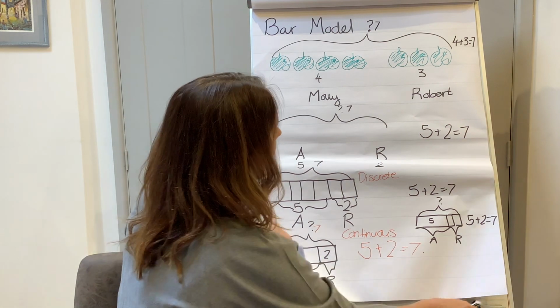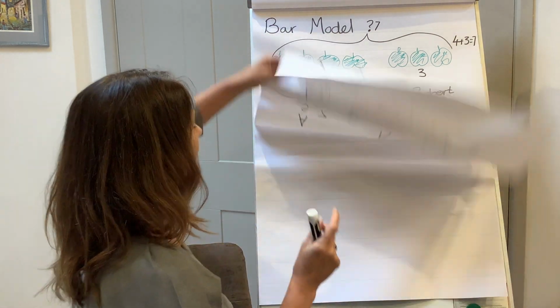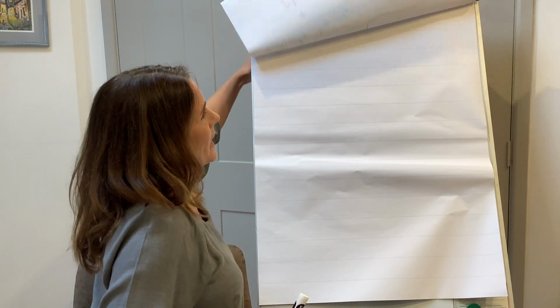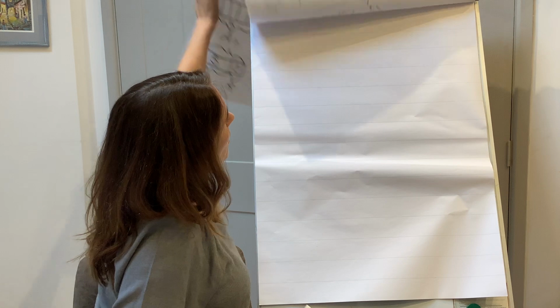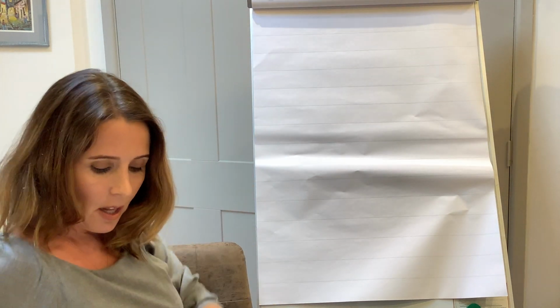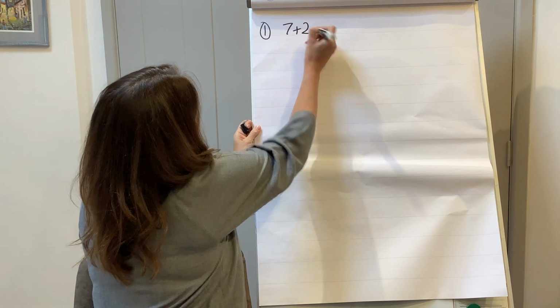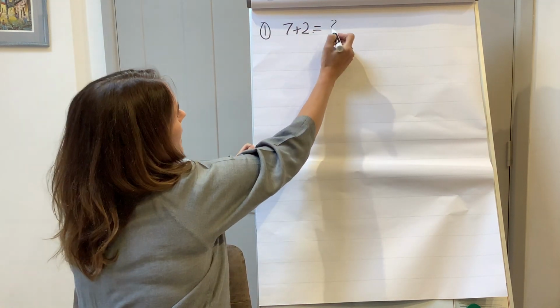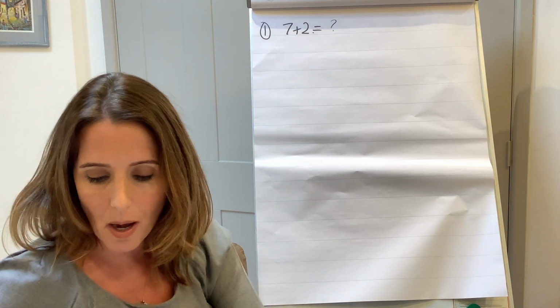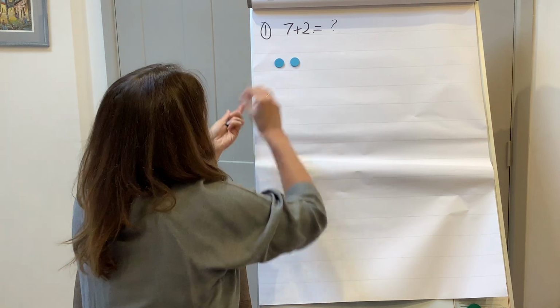So what I'd like you to do now is have a go at using the bar model yourself. Now you might want to start off using counters. And if I show the different progression, so the first one is 7 add 2. So you can show how to do that. 7 add 2 is equal to what? What is the question mark? So you can do it by getting counters, lining them up.